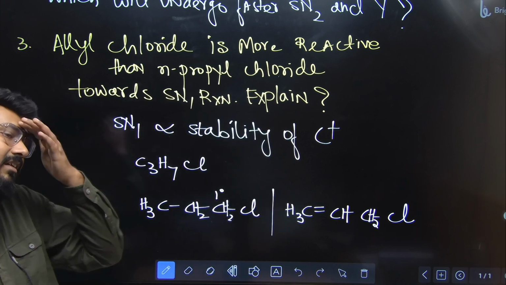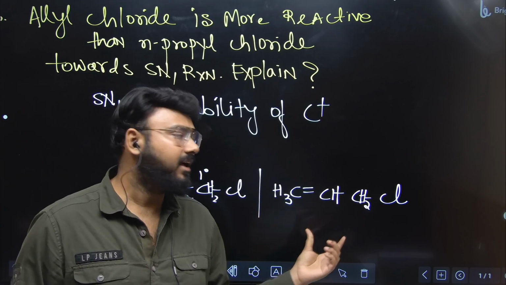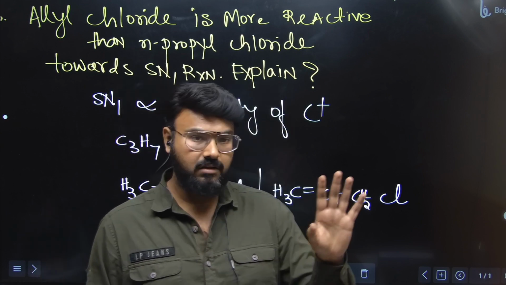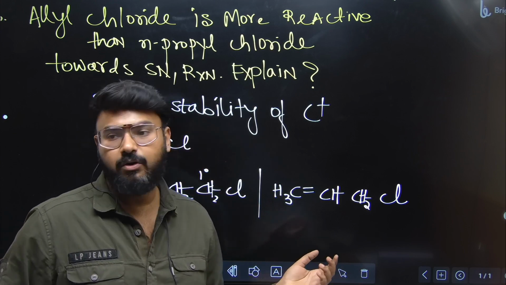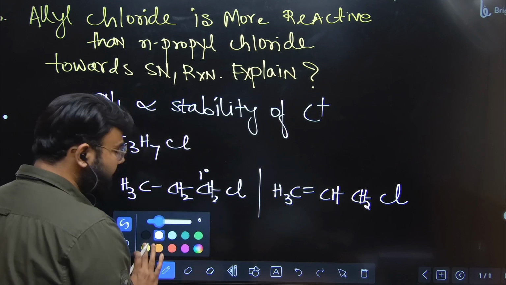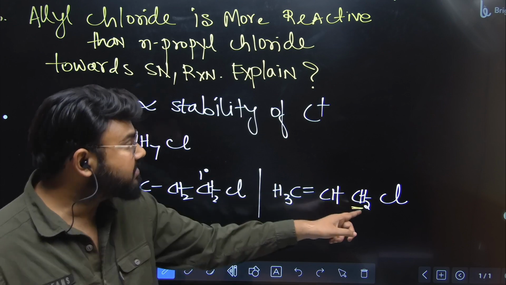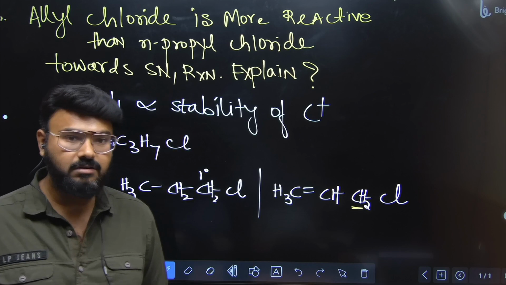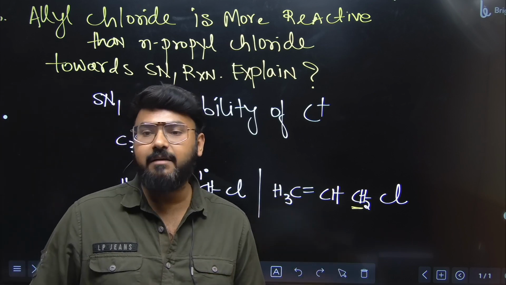Hey, all of you see here. This is your n-propyl chloride. This is your allyl chloride. I am sure everyone knows about allyl. What does allyl mean? Online, do you all know what allyl means? Yes, sir. Allyl means the carbon which has a halogen is connected with a carbon which is involved in a double bond. Got it, no?